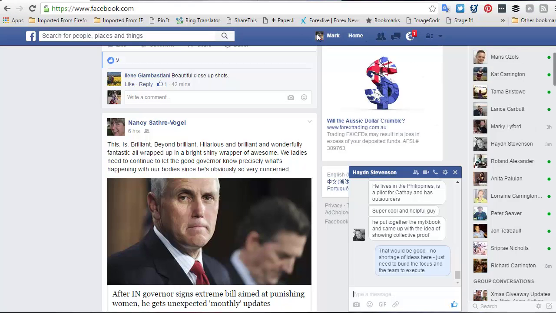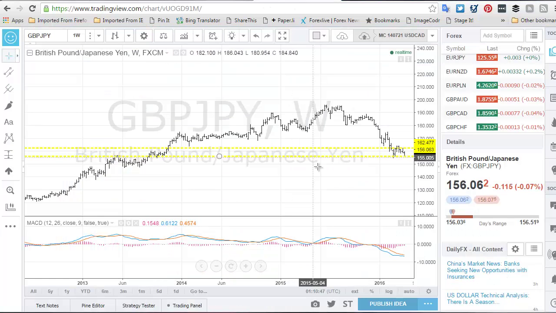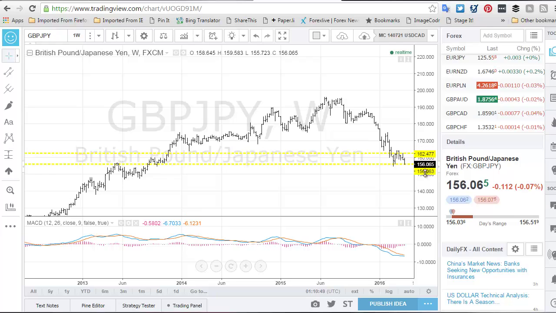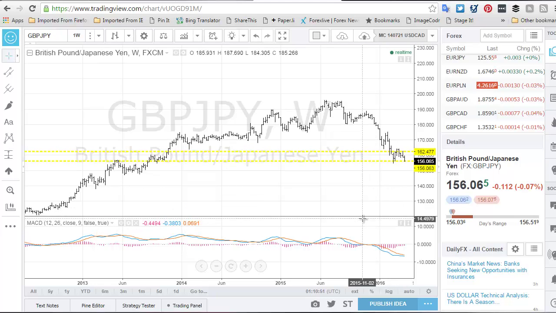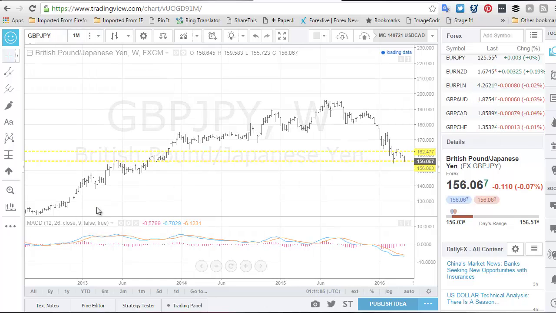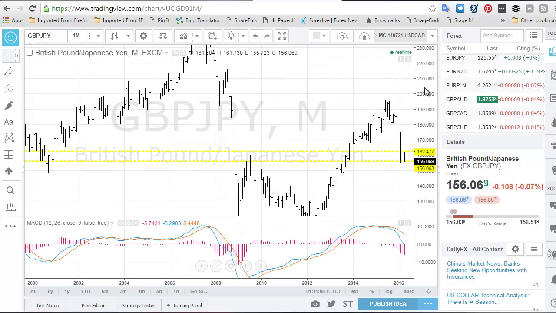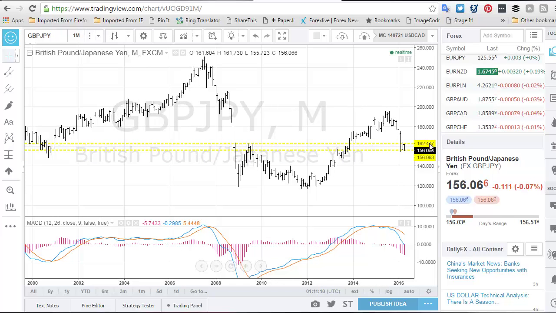So I'm going to step across to my preferred charting platform, which is called tradingview.com, and we're looking here at the pound against the yen. This is currently a weekly chart, and it's got two yellow lines. I'll show you where those two yellow lines came from. They came from the monthly chart.